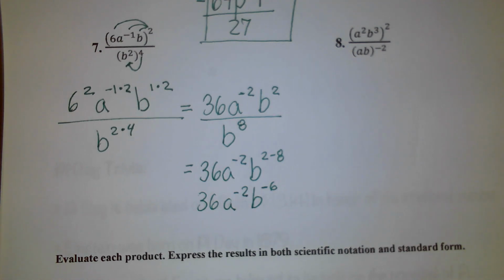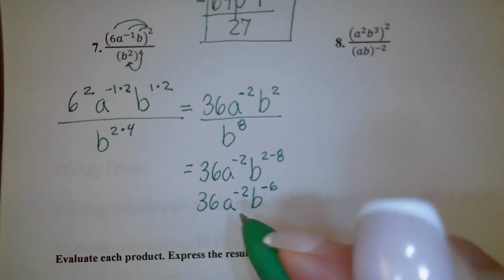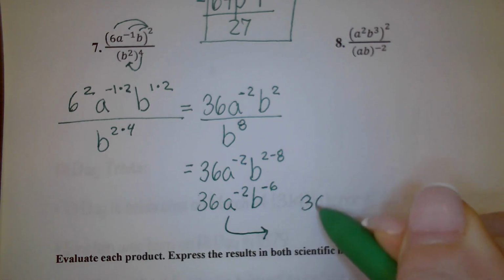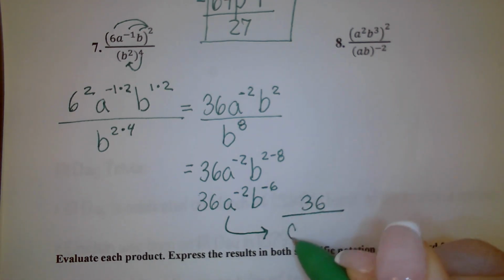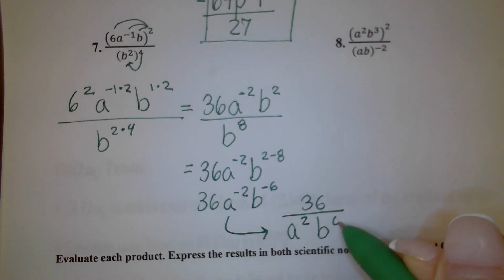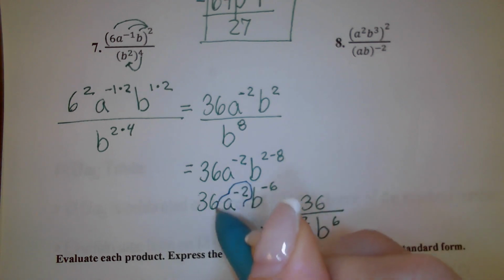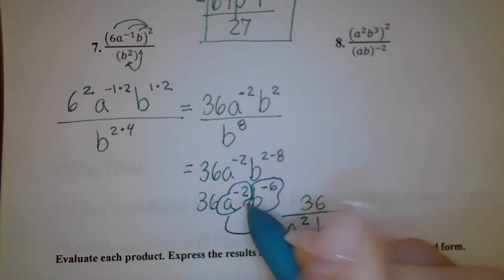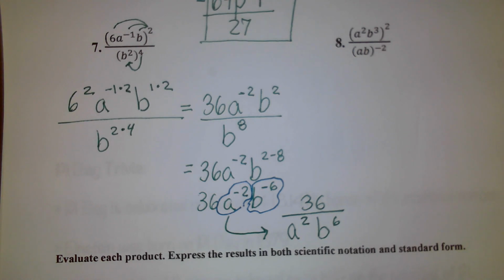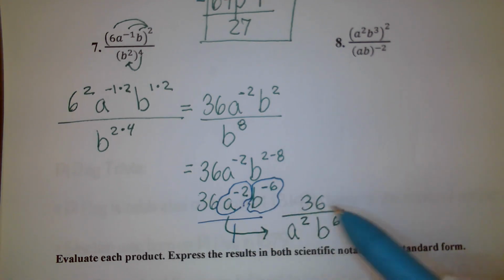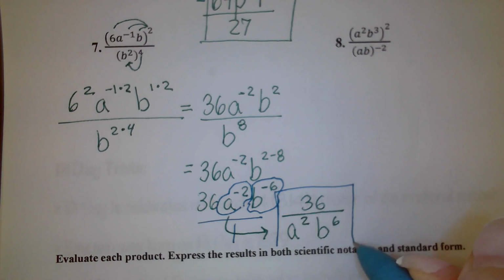So here's the deal though. Remember, we can't have a negative exponent. So this is going to become 36 over a squared b to the power of 6. Because we have a negative exponent, we need to move it to the bottom. And you might be saying, wait, but we didn't have a fraction. Remember, there's always that invisible 1 underneath. So we moved our negative exponents to the bottom of our fraction or our division, and when we do so, they become positive.